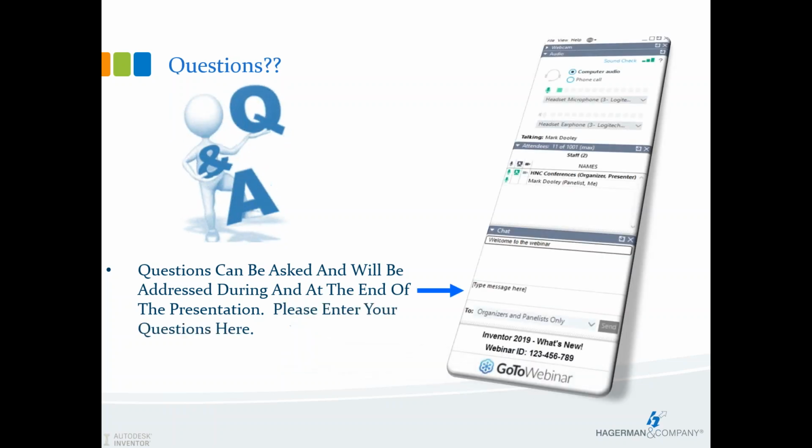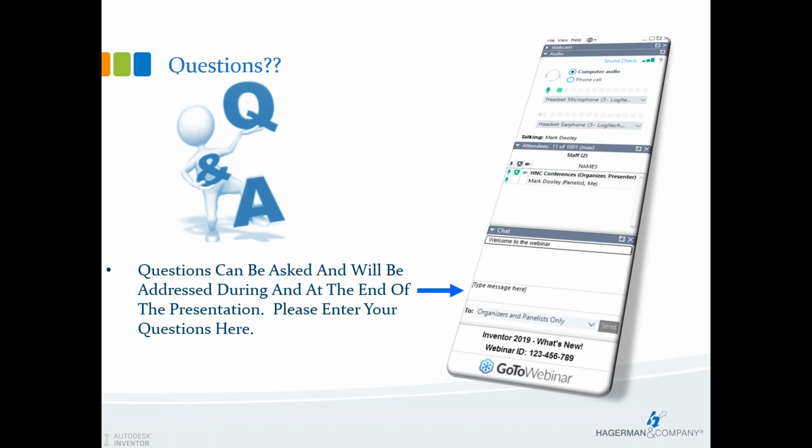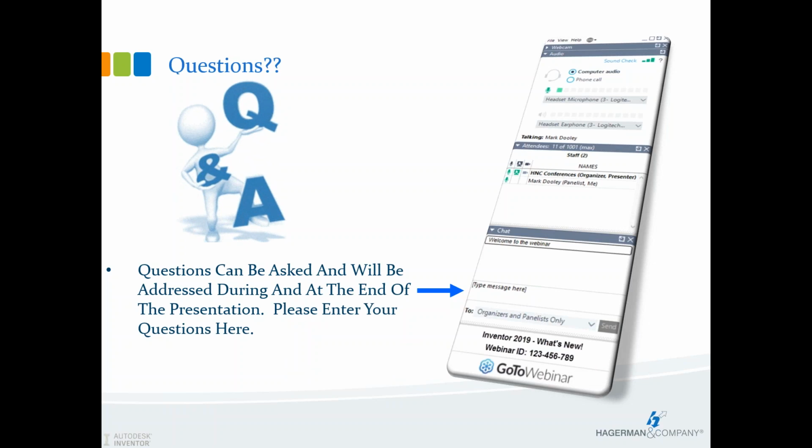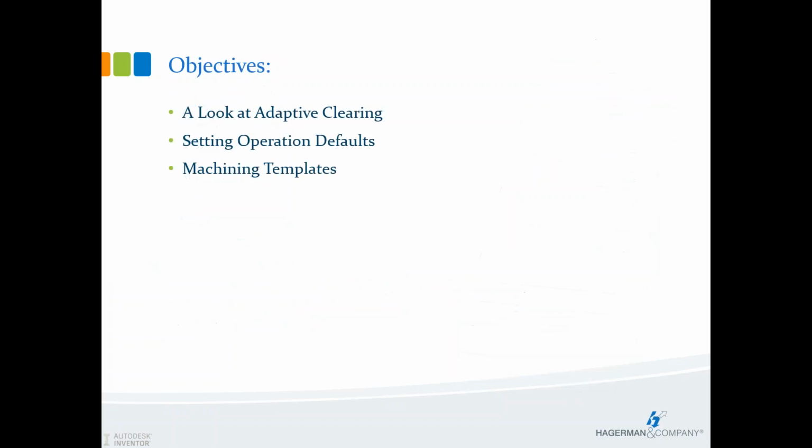In your GoToMeeting panel, there is a Q&A section, or basically a chat window, where you can type in your questions. That is basically how we're going to do that since your phones are all on mute. So there's an example of where to get your questions in.